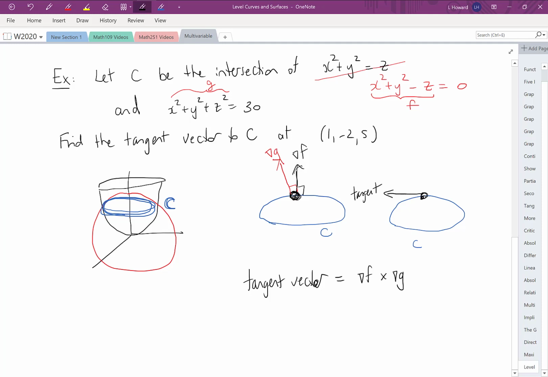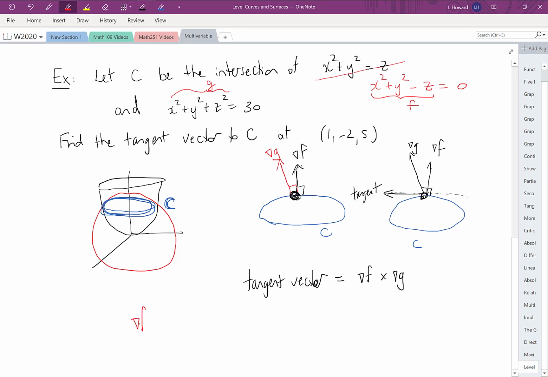So let's draw that all together in one sketch. Let's say gradient of f is here, gradient of g is there. If we cross these two vectors together, let's label them, we'll have a direction that's perpendicular to gradient of f, perpendicular to gradient of g, and the only direction that is possible there is the direction of that tangent vector.